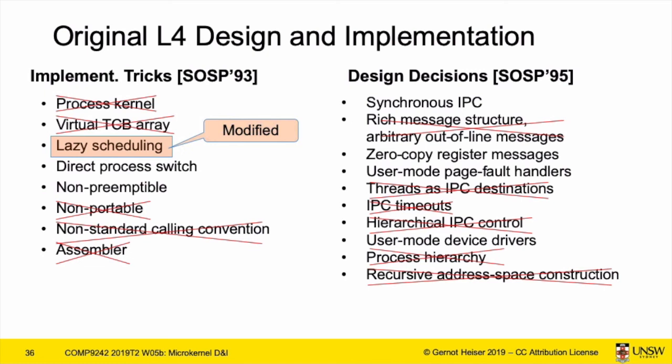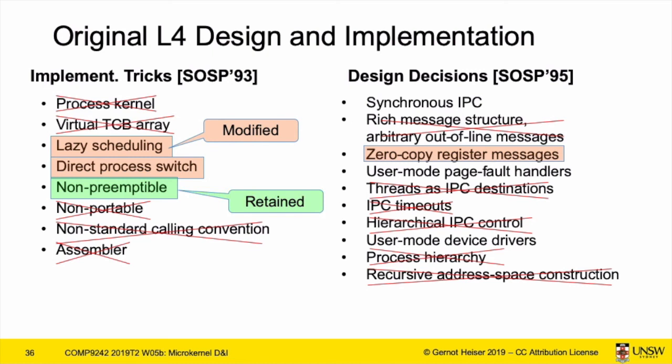For example, lazy scheduling, as I said, we converted that into Benno scheduling to make it suitable for real-time systems. The direct process switch was changed from this undisciplined time slice donation to the really principled scheduling context donation. Zero copy register messages are nowhere near as important as they once were. But we kept a few core characteristics.